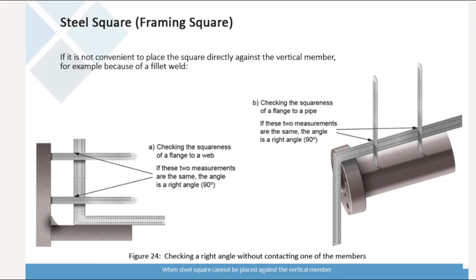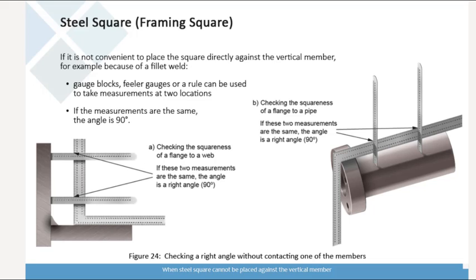If it is not convenient to place the square directly against the vertical member, then gauge blocks, feeler gauges or a rule can be used to take measurements at two locations as shown in the figure. If the measurements are the same, the angle is 90 degrees.